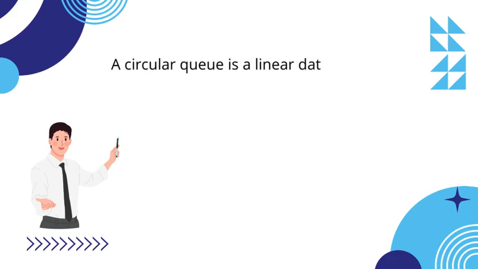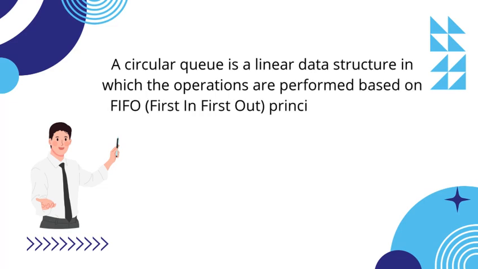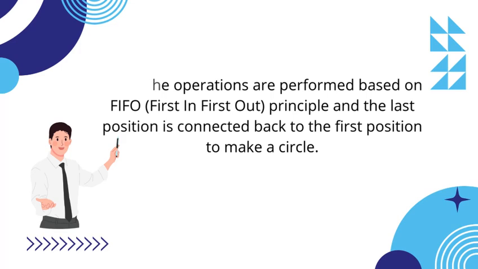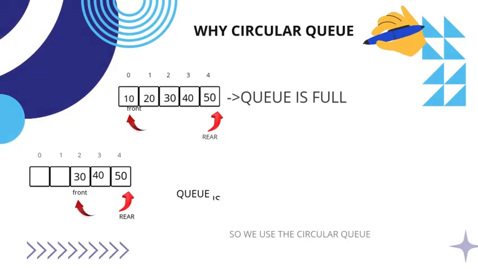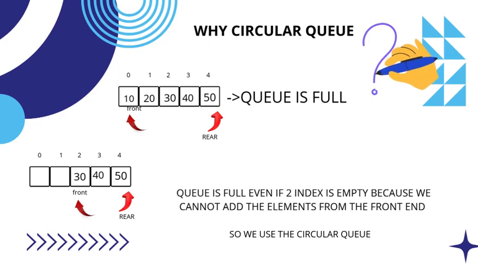A circular Q is a linear data structure in which the operations are performed based on FIFO, first in first out principle, and the last position is connected back to the first position to make a circle. Why is circular Q used? We can see an example.